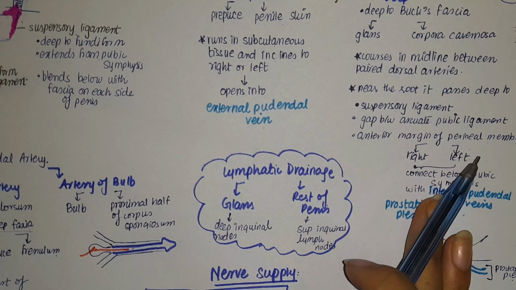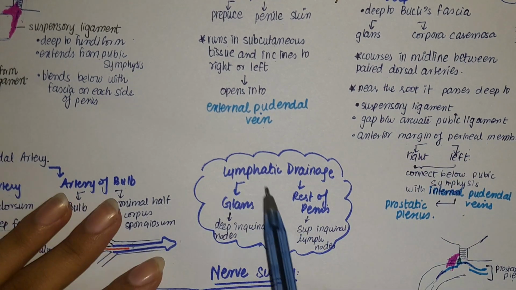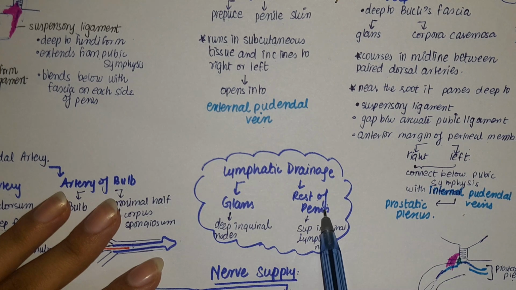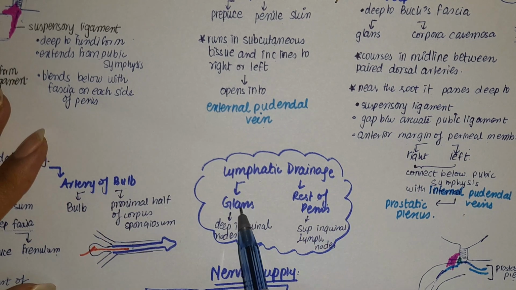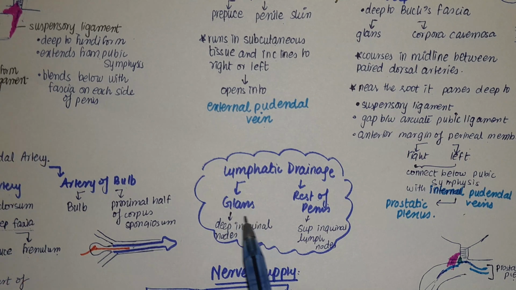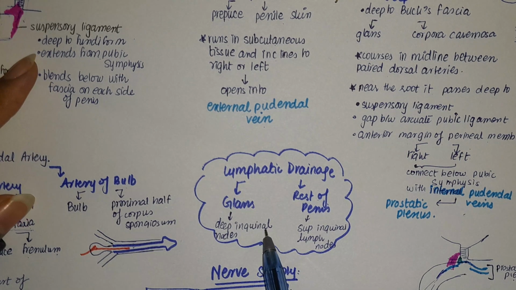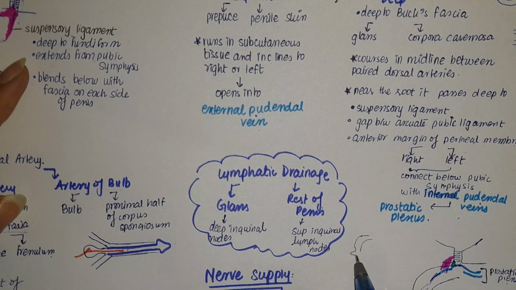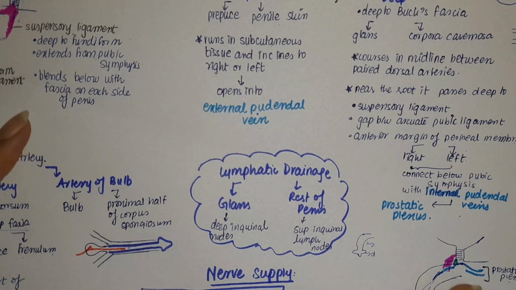Now we're going to talk about the lymphatic drainage. Lymphatic drainage is further divided into two things. One is the glans and the other is the rest of the whole organ. The glans majorly drains into the deep inguinal lymph nodes, whereas the rest of it drains into the superficial inguinal lymph nodes. So if we divide it like this, the whole of this is draining into superficial inguinal lymph nodes, but the glans is draining into the deep inguinal lymph nodes, but the lymph nodes are inguinal ones.